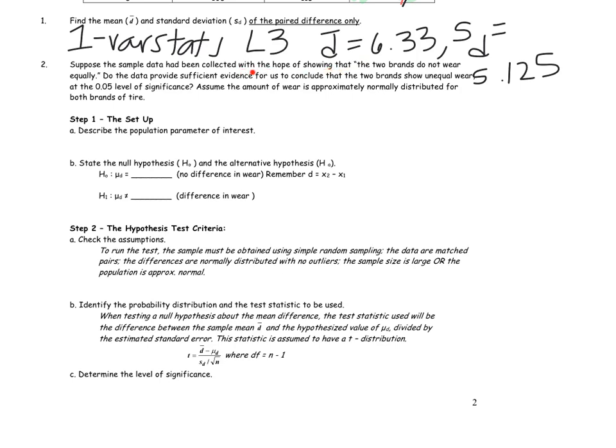So we're going to collect data in hopes of showing the 2 brands do not wear equally. So if that's what we wanted to prove, we have to find that data. All right, so we can assume that they do wear equally, so the differences are 0, and then we're going to try to show that they do not. So do the data provide sufficient evidence for us to conclude this? Okay, so we're running a hypothesis test. We have this little assumption. Let's assume that third column is approximately normally distributed.